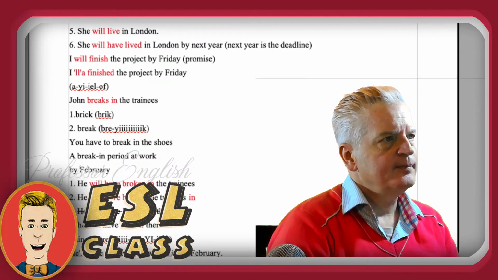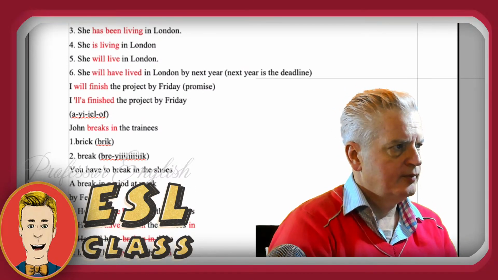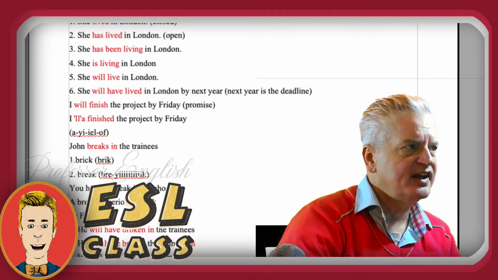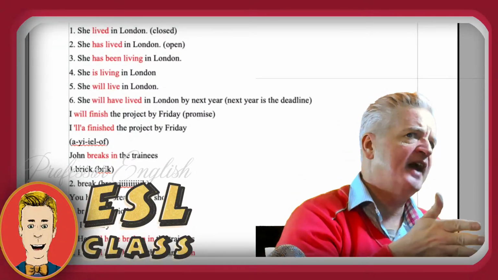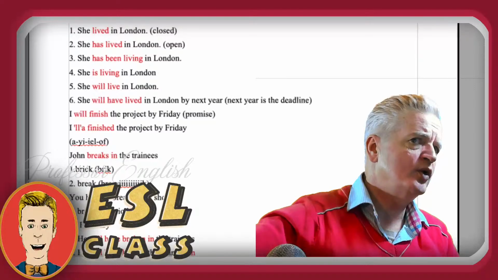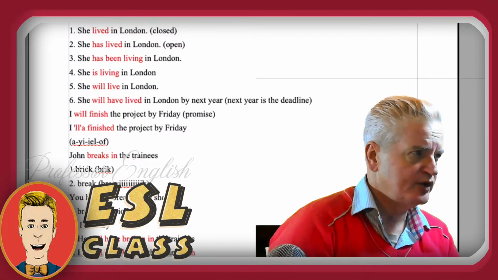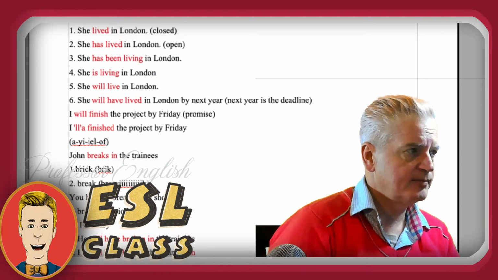Okay, number 1 is closed. That means that it doesn't have any connection to now. It's something that happened in the past, and there's no connection to it now. It's finished. It's done. It's closed. No connection to the present.